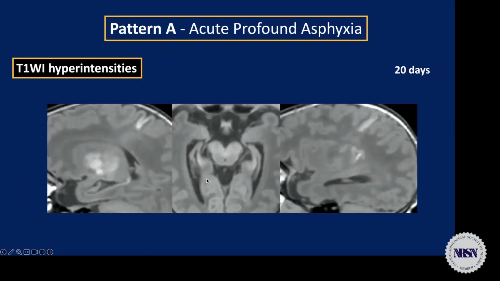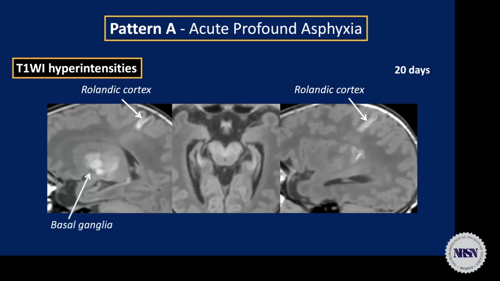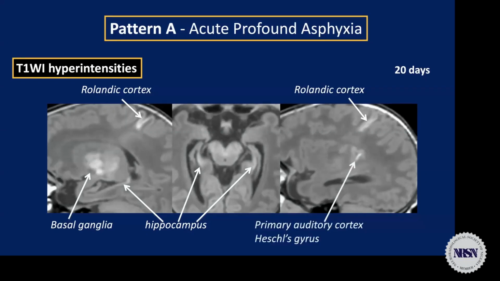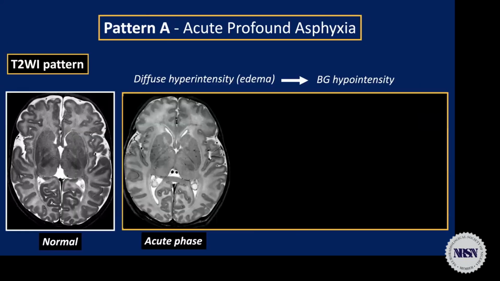Look here, Rolandic cortex, extremely bright, is hyperintense, still after 20 days after the insult. Basal ganglia. Look also at the hippocampus, that can be as well involved. And look here, primary auditory cortex, the Heschl gyrus.